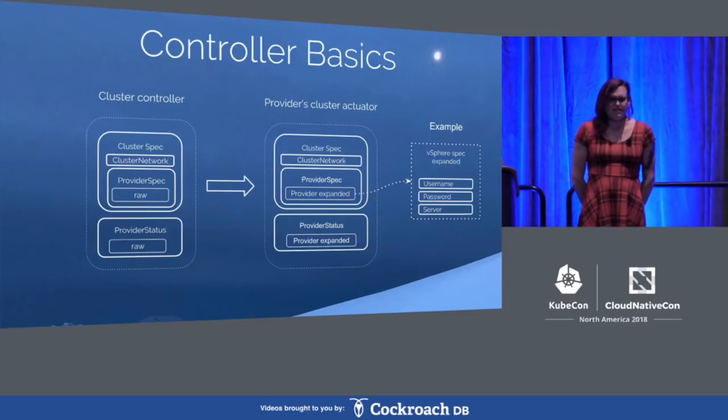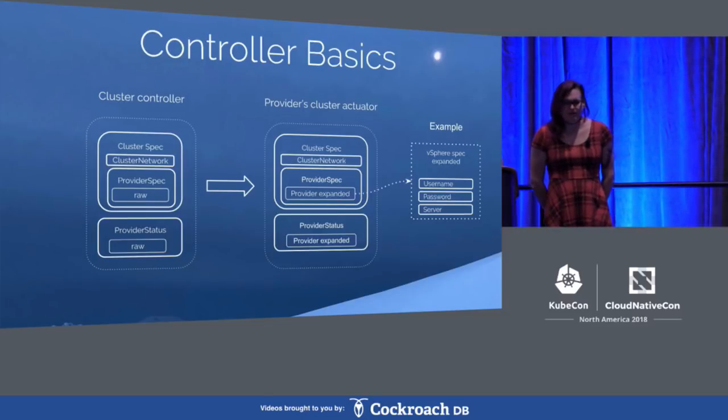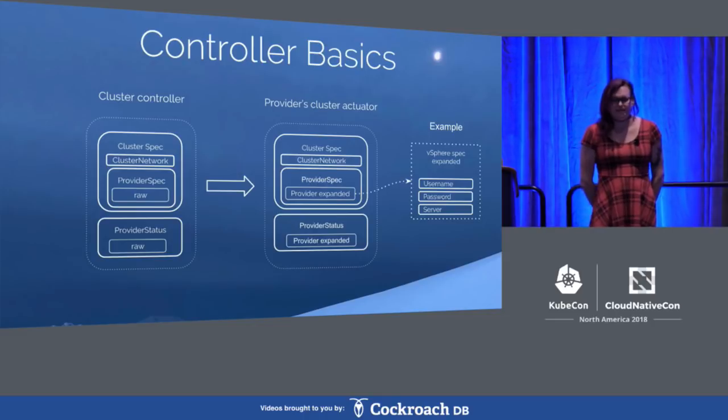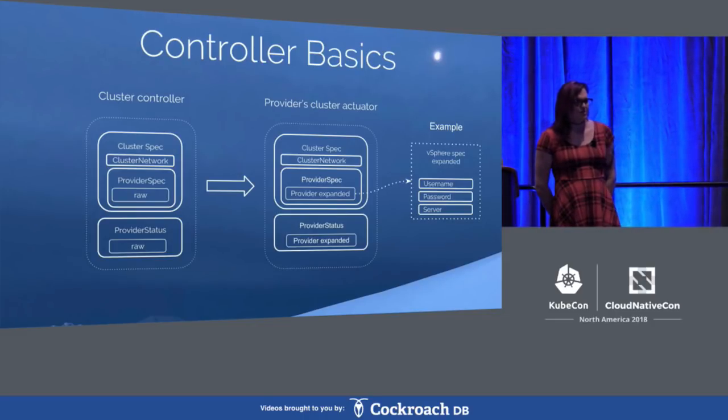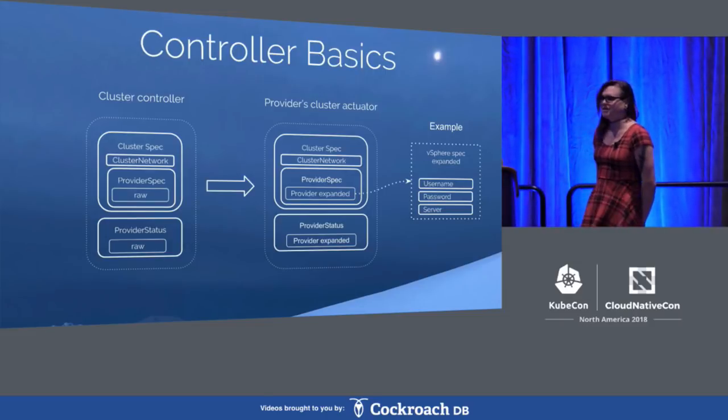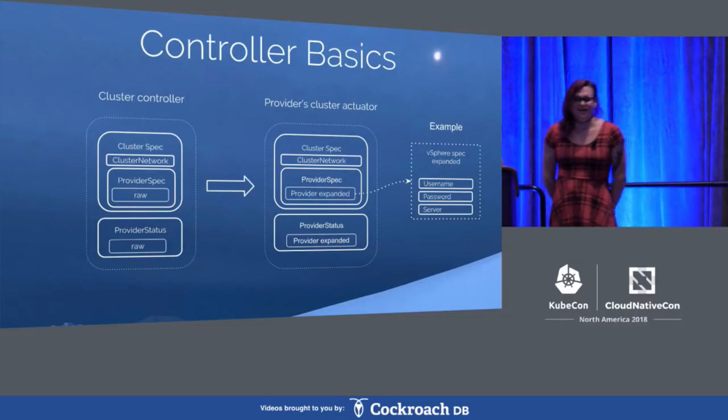The first one is the cluster controller. The second one is the provider's cluster actuator. And this last but not least little square over here is very unique, specific information that's unique to a provider. In this case, we're using vSphere because we both work for VMware now.